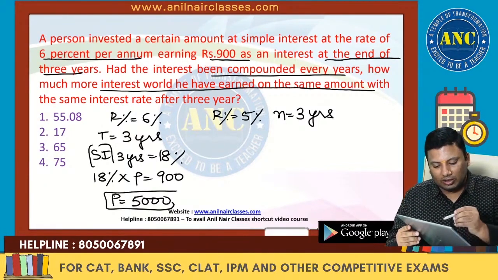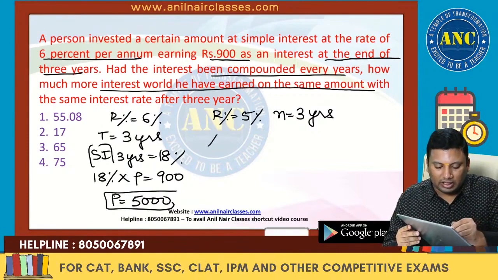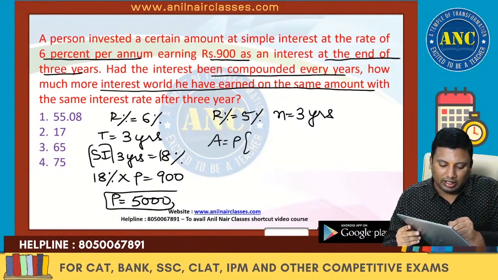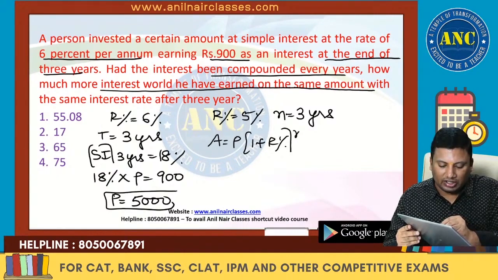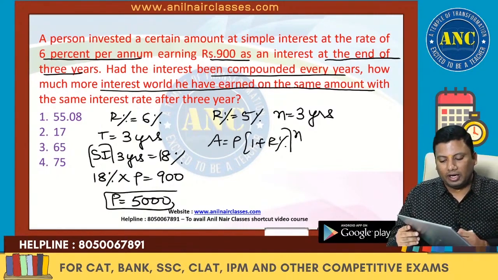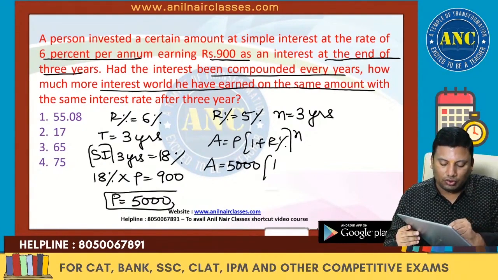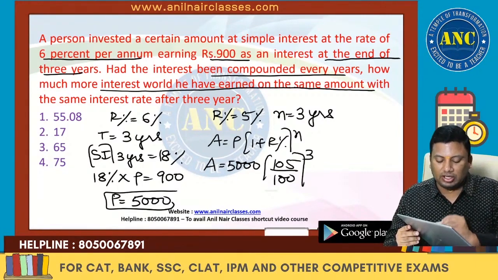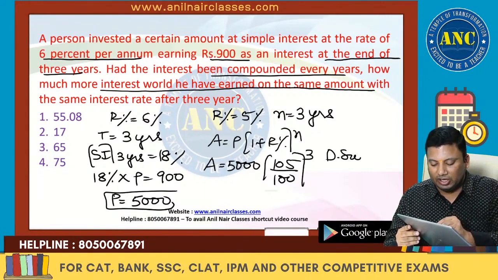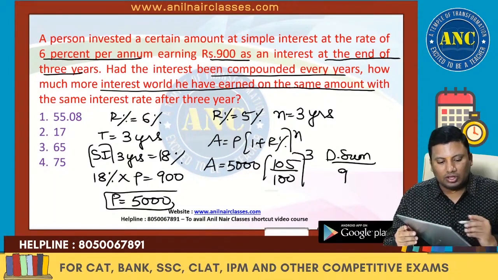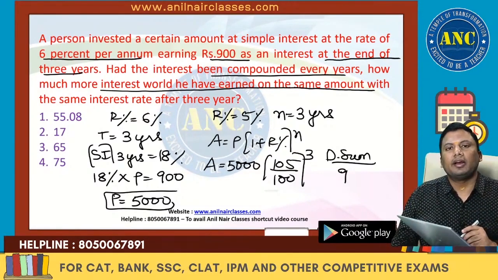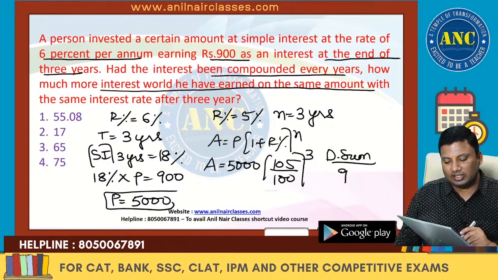You can do it in multiple methods. Amount is nothing but principal P into (1 plus R percentage) power N. So amount is nothing but 5,000 into (105 by 100) power 3. The digital sum is 9. I hope it is clear.